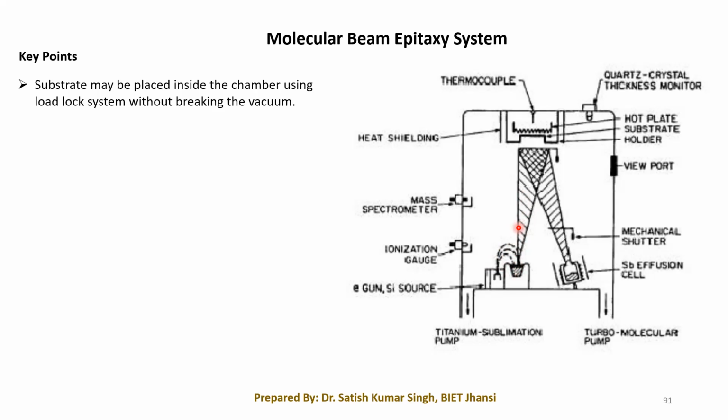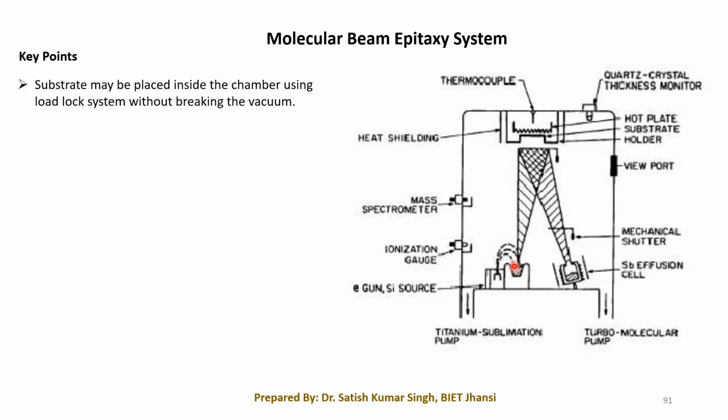And then after evaporation, it will be emitted and go towards this substrate. Its design is such that it will be going like this, towards this direction, towards this substrate. Then what happens is we can see once we turn on the electron gun.